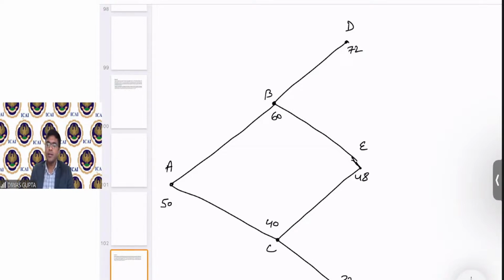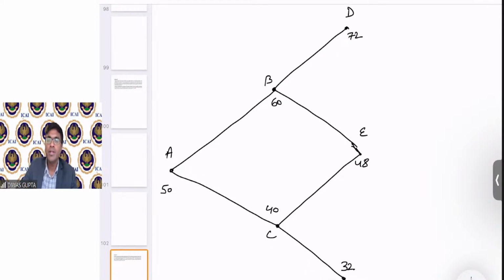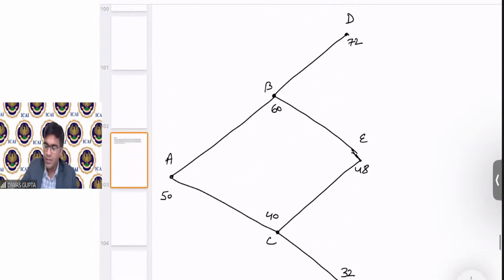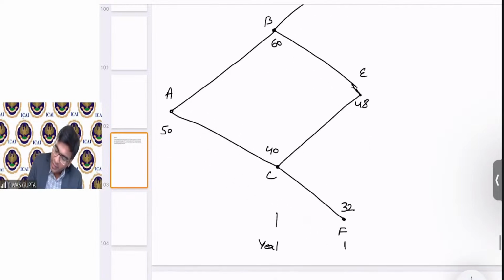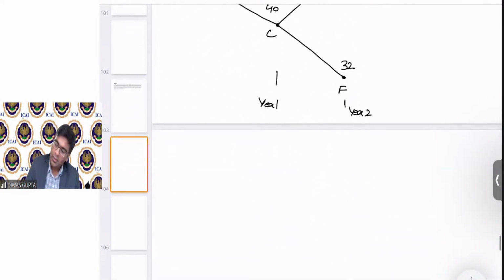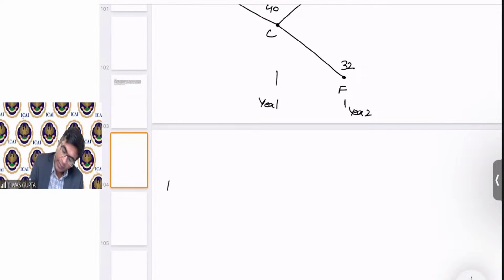Okay, students, this is clear. The strike price is how much? 50. So the probability calculation part is easy. These nodes are also easy, correct? So B and C till here, this is year one. Then all these nodes of D, E, and F are at year two. Okay, students, clear? So the probability that the prices will be higher by 20%, correct?